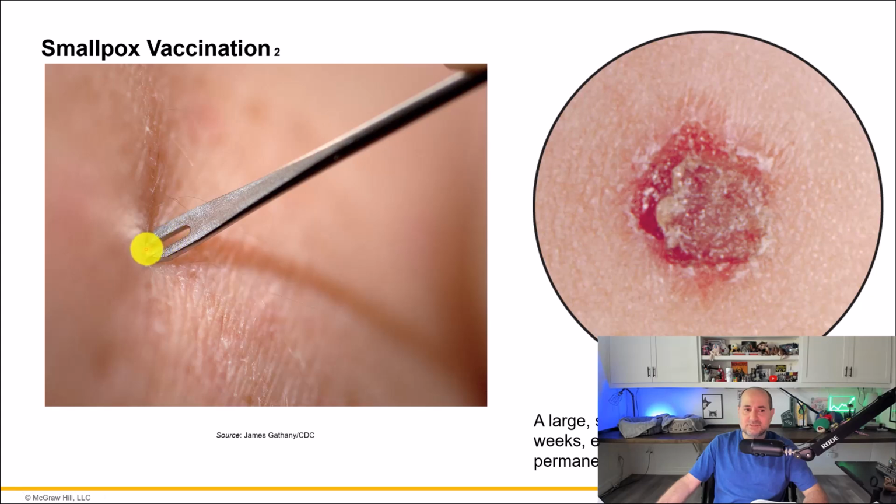Here you can see that double-pronged needle that had been pre-dipped into the Vaccinavirus. Here is the telltale sign that the vaccine is working. It's a formation of a large scab-like crust that developed over 3 to 4 weeks, eventually falling off, leaving behind a permanent scar. And military personnel are still vaccinated to this day in the case of weaponized smallpox.